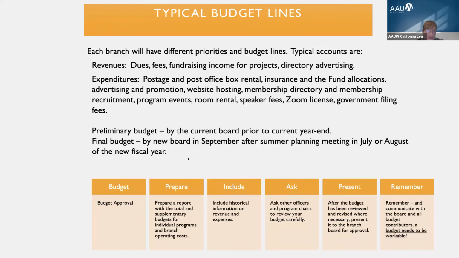Ask other officers and program chairs to review your budget carefully. And after the budget has been reviewed and revised where necessary, present it to the branch board for approval. And remember, if somebody is coming to you and saying, well, I want to double the number of Tech Trek girls we send, and it has to work.